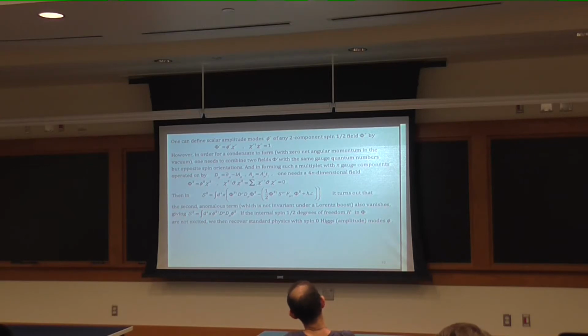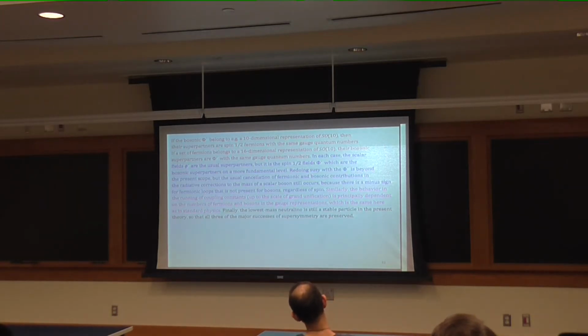And as long as you don't see the internal degrees of freedom of this multi-component object, then we get back to ordinary physics. So for example, this complicated looking Lagrangian reduces to the simple Lagrangian that has a very familiar look. These are the amplitude modes. This is the kinetic part of the Lagrangian for a Higgs boson, for one of our amplitude modes. So we get back to standard physics. If you don't excite these internal spin-1/2 degrees of freedom, all of standard physics is regained where it's been observed.